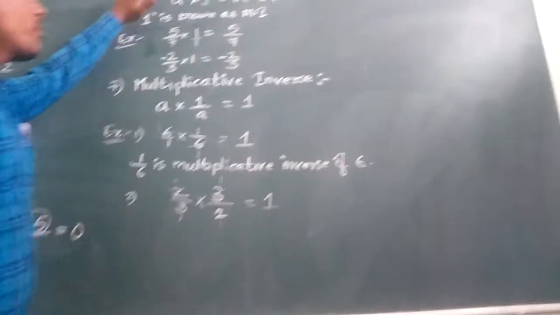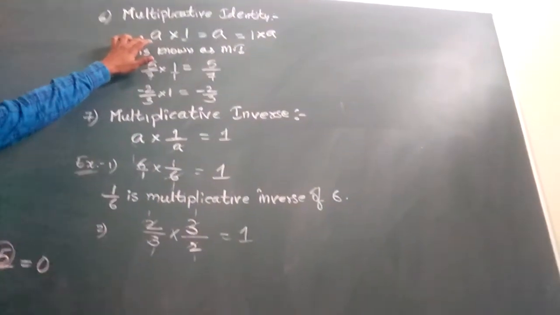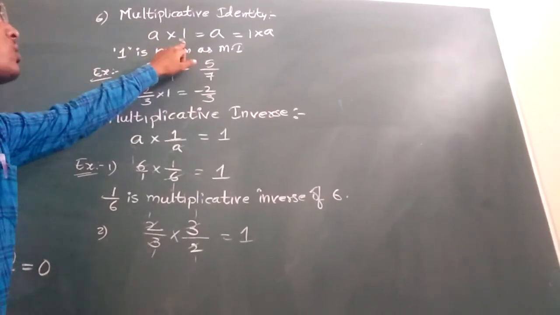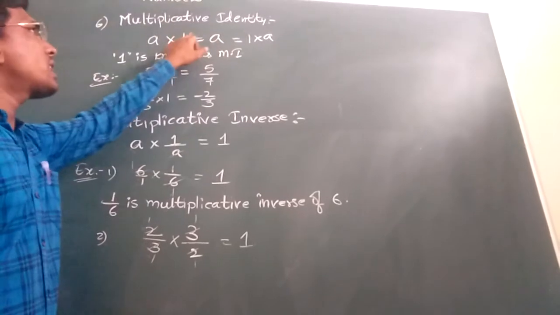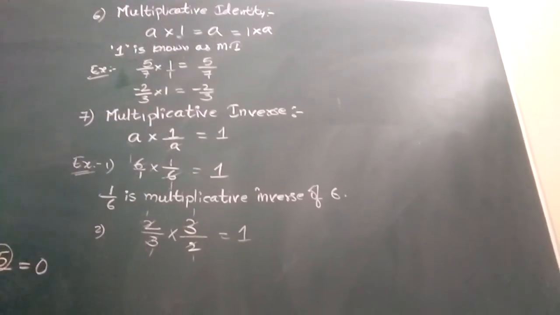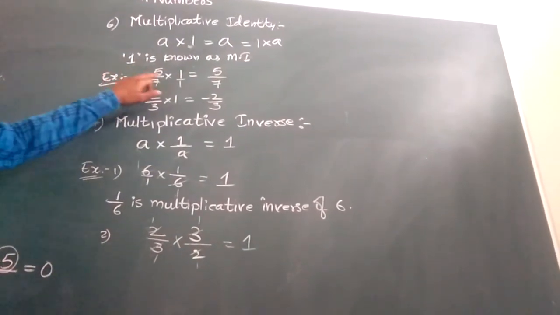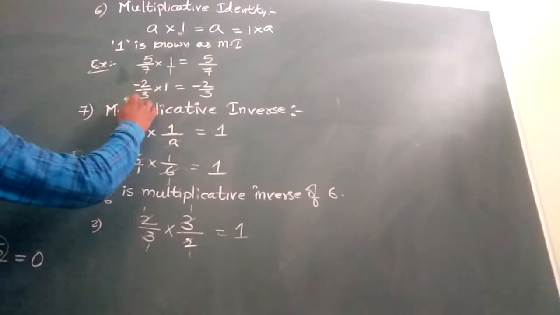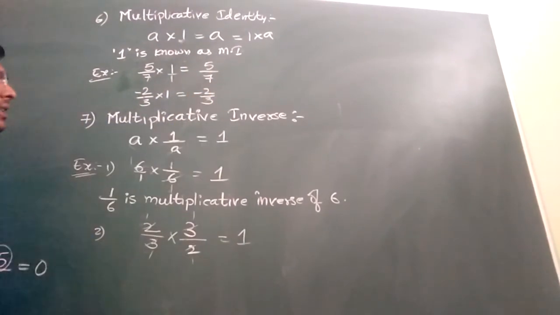Next, multiplicative identity. Multiplicative identity means if you multiply any rational number by 1, you get the same number. So that's why 1 is known as multiplicative identity. 5 by 7 into 1, we get 5 by 7 only. Minus 2 by 3 into 1 gives minus 2 by 3 itself.